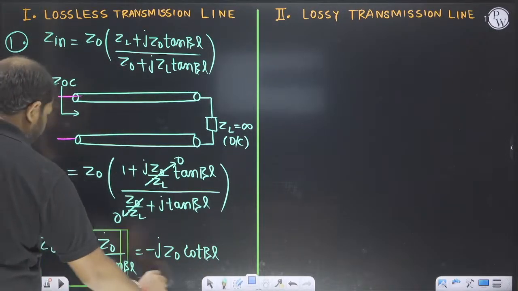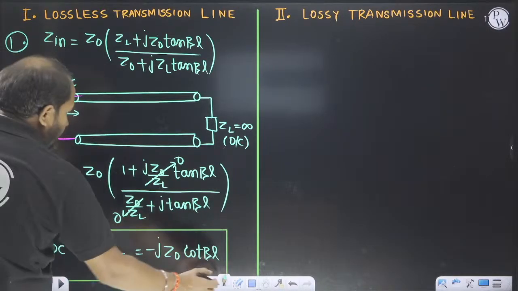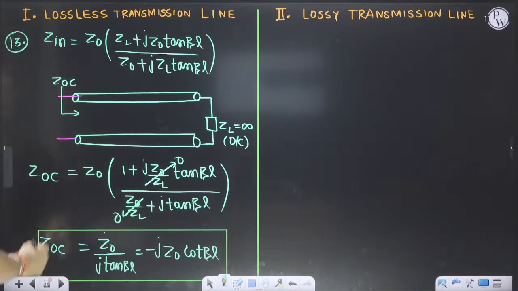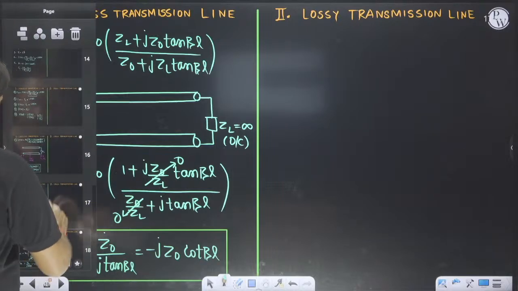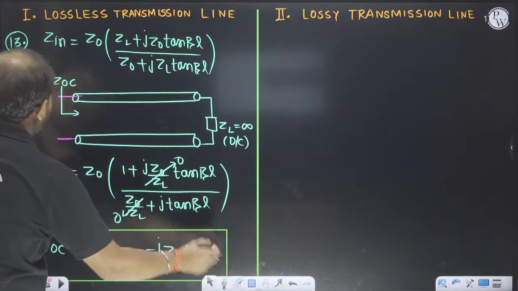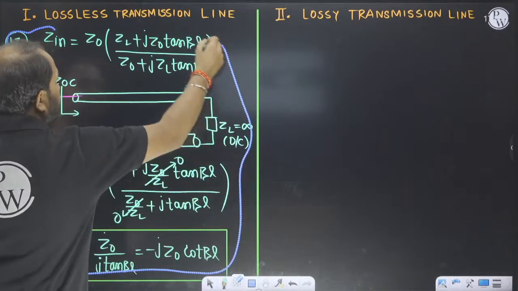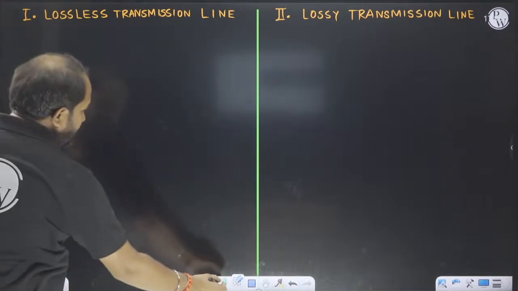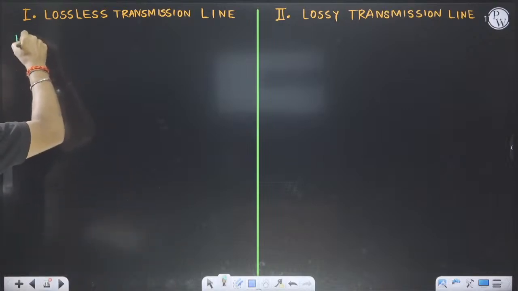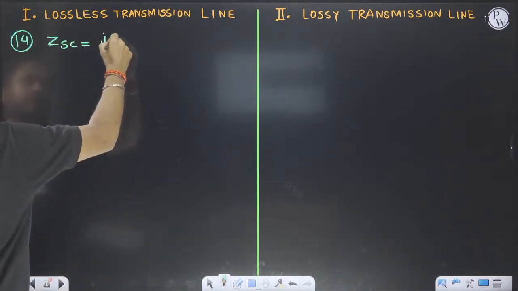Then we have 14th point. What is the 14th point? 14th point is, what is the connection with ZOC and ZSC? So ZSC is equal to JZ0 tan beta L.